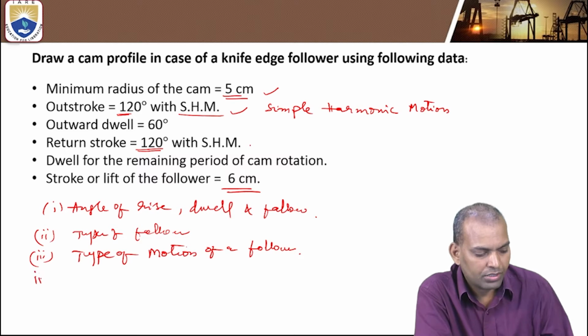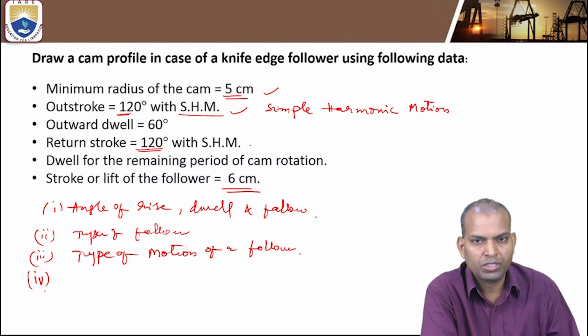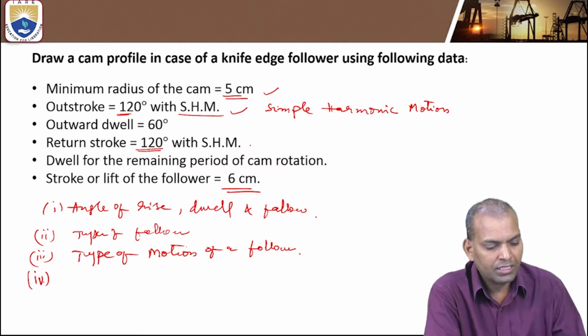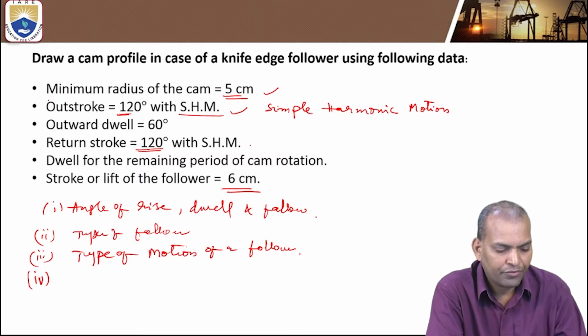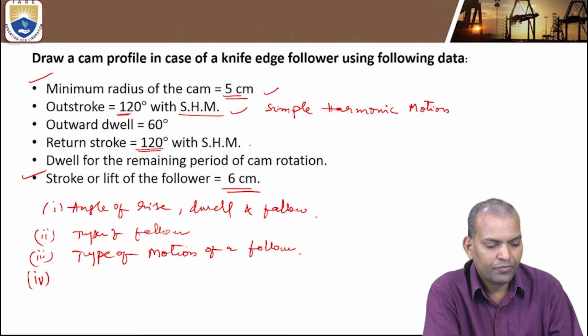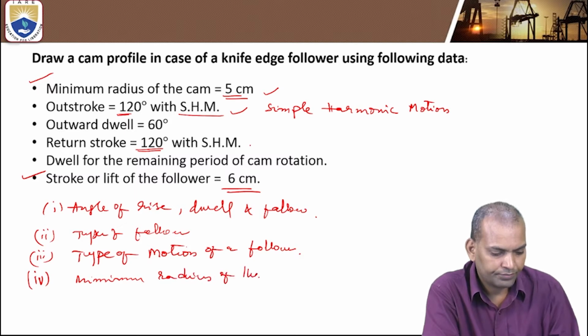And the fourth one is whether the center of the follower is passing through the center of the cam or not. Is it coincident or not? Yes, we are assuming that it is passing through, as it is not mentioned in this problem. And one more: to draw the cam profile, the minimum radius of the cam and the stroke of the follower are required.